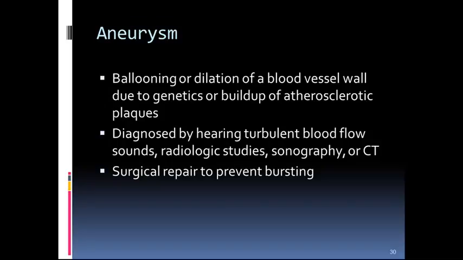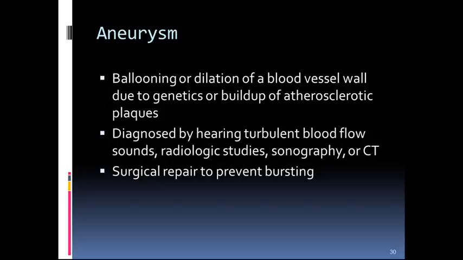Aneurysms: ballooning and dilation of blood vessel walls due to genetics or buildup of arteriosclerotic plaques. If ruptured, surgical intervention is needed immediately. Oftentimes, if an aneurysm erupts, especially an aortic aneurysm, those patients do not survive an event like that. Diagnosed by hearing turbulent blood flow sounds, radiologic studies, ultrasound, or CT. Surgical repair to prevent bursting is common.